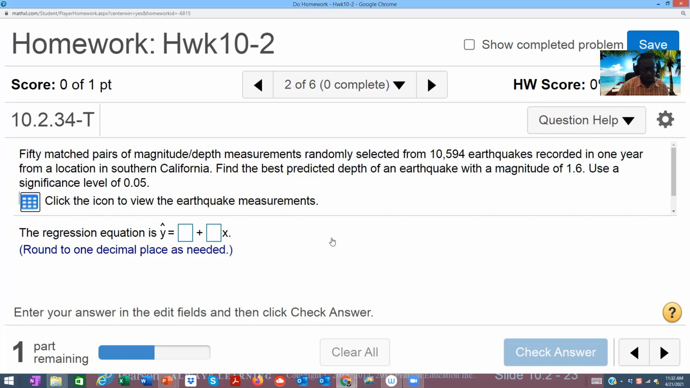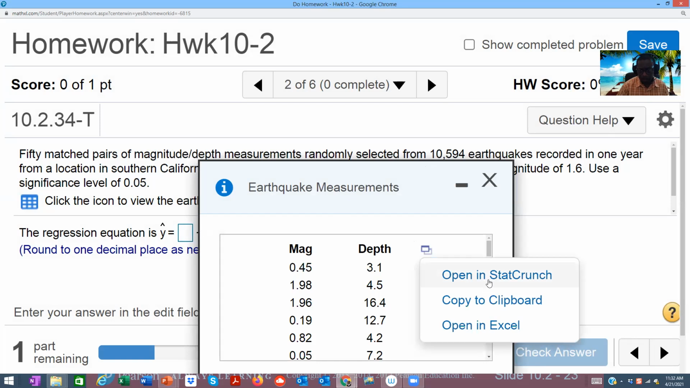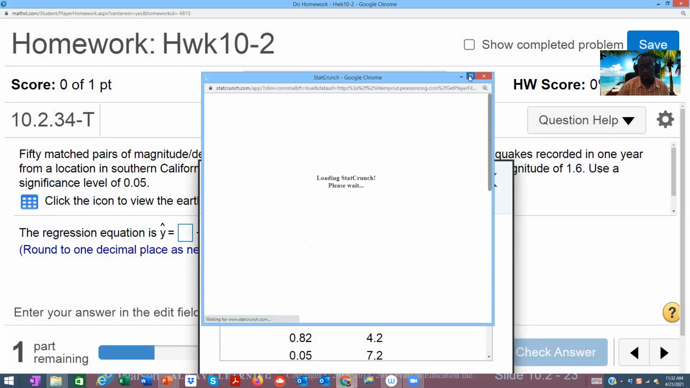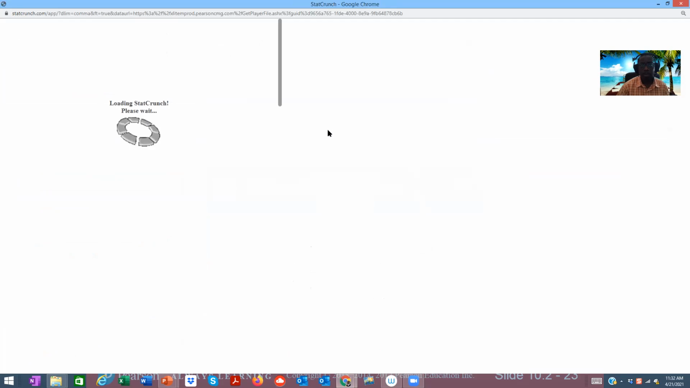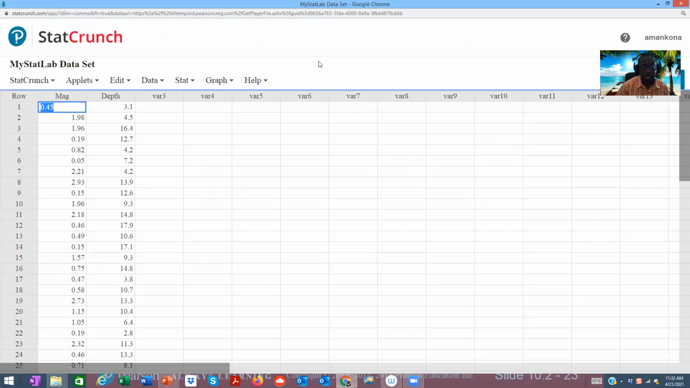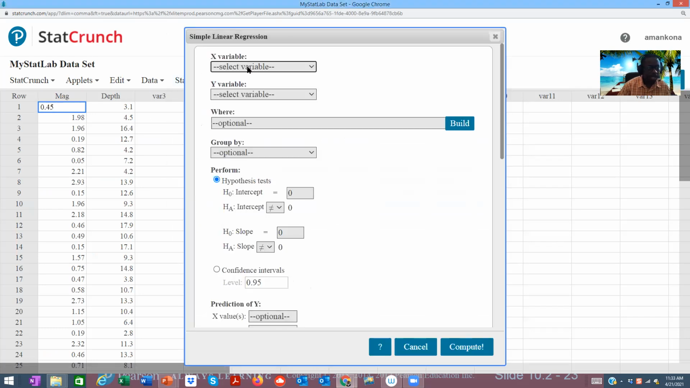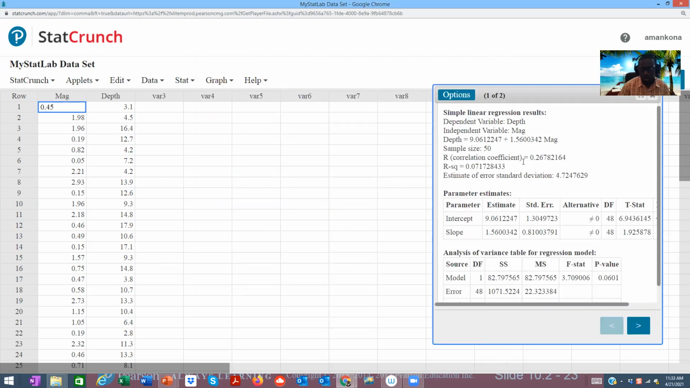These are the data points. There are 50 of them, so we're going to open this in StatCrunch. Making sure that you are seeing that okay. In StatCrunch, we go to Statistics, then Regression, Simple Linear. The magnitude is your X and the depth is your Y. And then you just go compute.